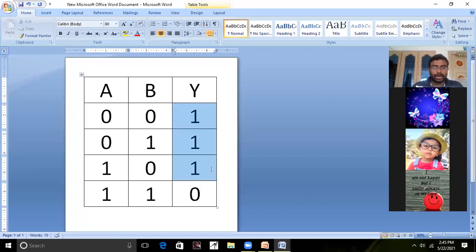Let me go for the NOR gate, guys. What is the logical expression for the NOR gate? A plus B whole bar. A plus B means 0 plus 0 is 0 and its complement is 1. 0 plus 1 is 1, its complement is 0. 1 plus 0 is 1 and its complement is 0. 1 plus 1 is 1 and its complement is 0. So this is the truth table for the NOR gate. With this, universal gates and basic gates are over.